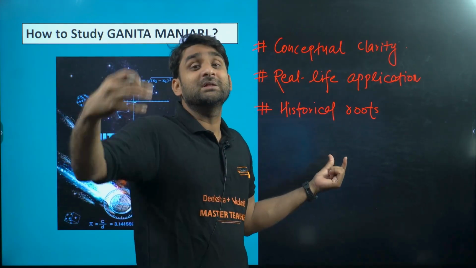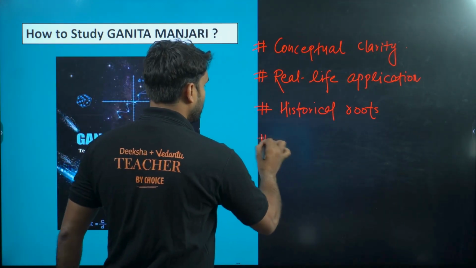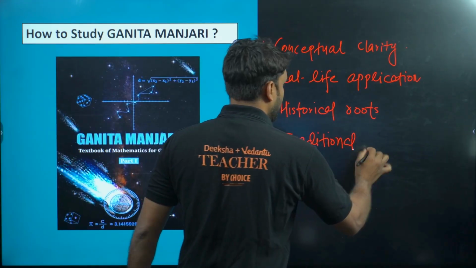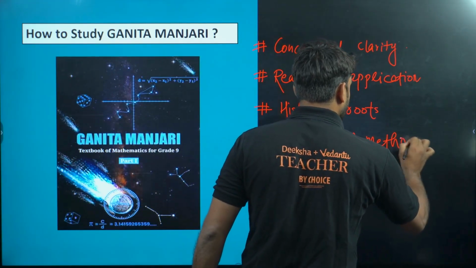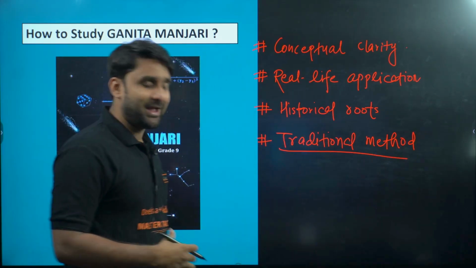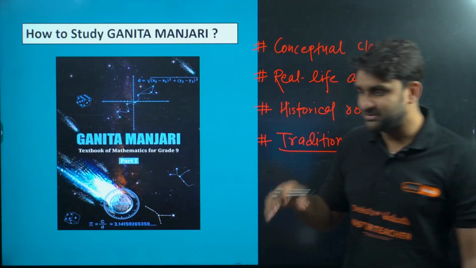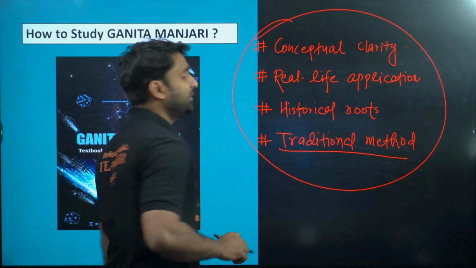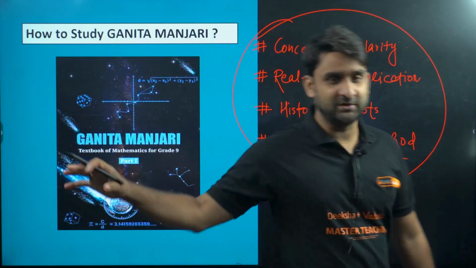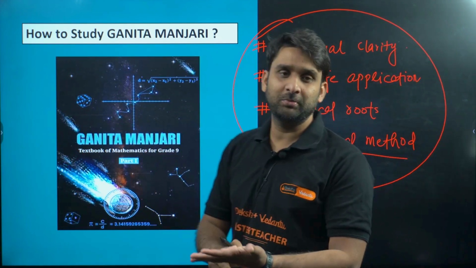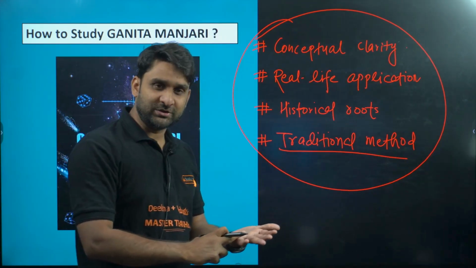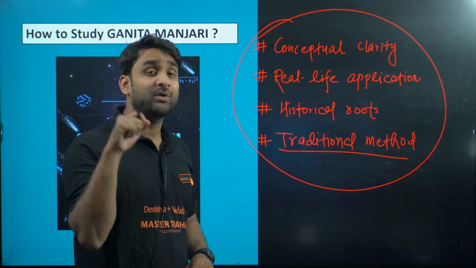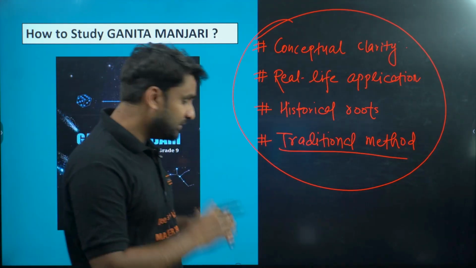The historical things are there, and of course you have to follow the traditional methodology also, the traditional method to solve the questions. I mean the traditional things in mathematics, you must understand all those things. So this is all about the core concept behind designing this new textbook, Ganita Manjari, champion. Conceptual clarity should be there, real life application questions are there, historical roots are there, and of course traditional methodology that you will be required to use and implement to solve the questions.